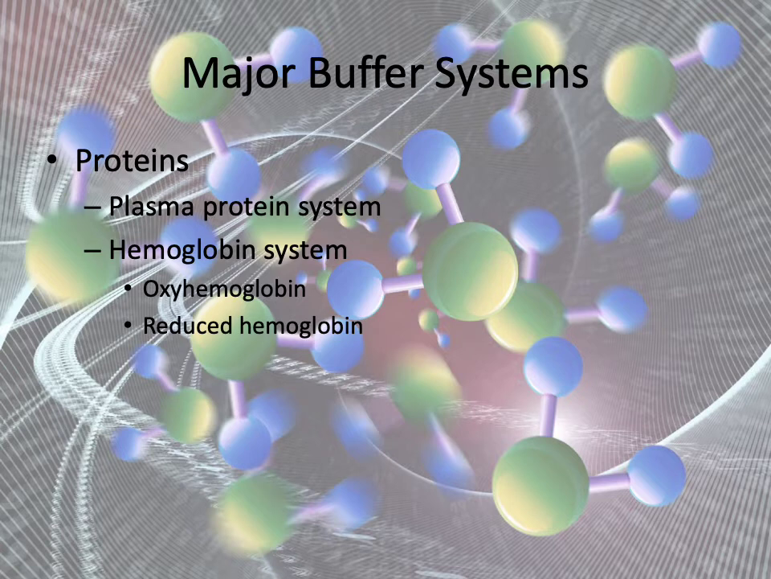Now, knowing that buffers, by definition, should be able to accept additional hydrogen ions, which would you think would be the better buffer, the one more likely to accept an additional hydrogen ion more readily? Oxyhemoglobin or reduced hemoglobin? I'll give you a second to think about that. Okay, seconds up. The answer is oxyhemoglobin, simply because reduced hemoglobin already has a hydrogen ion associated with it. So the likelihood of it accepting another hydrogen ion on top of the one already attached is lower than for oxyhemoglobin, which doesn't have any hydrogen ions attached to it.